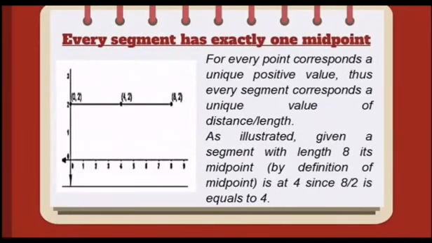Every segment has exactly one midpoint. For every point corresponds a unique positive value. Thus, every segment corresponds to a unique value of distance or length. As illustrated, given a segment with length 8, its midpoint, by definition of midpoint, is at 4 since 8 over 2 is equal to 4.